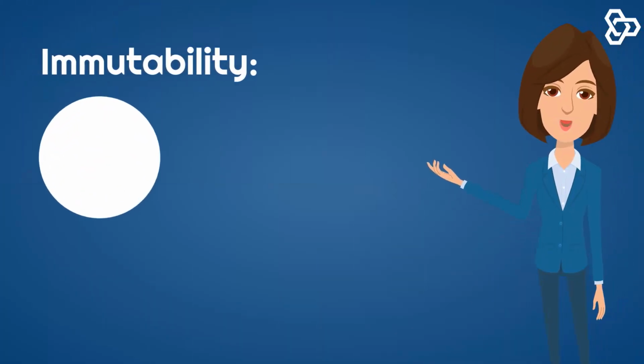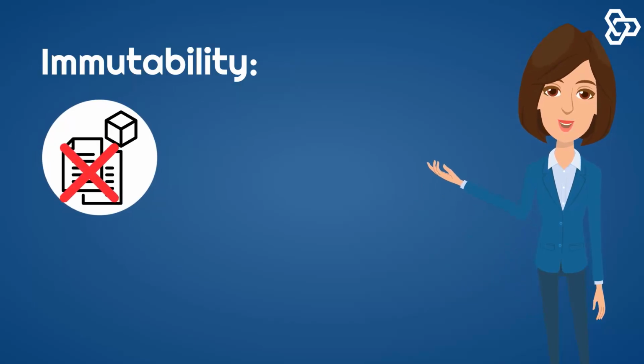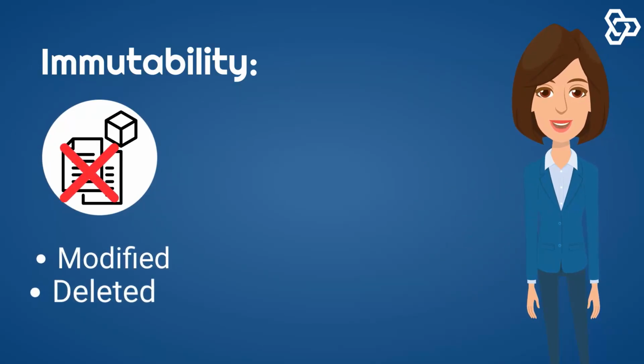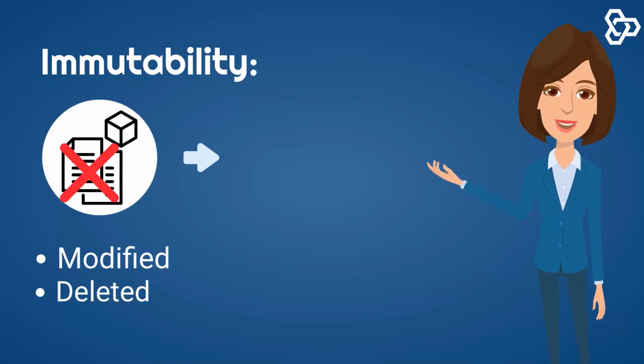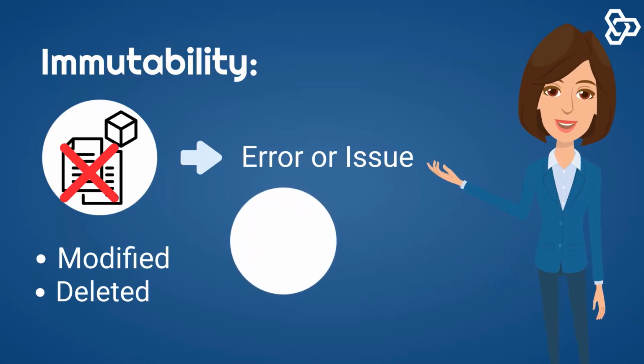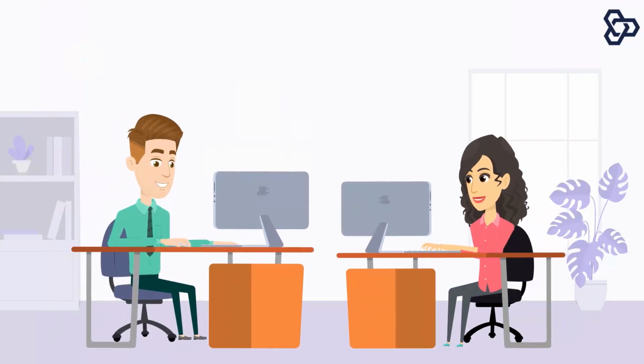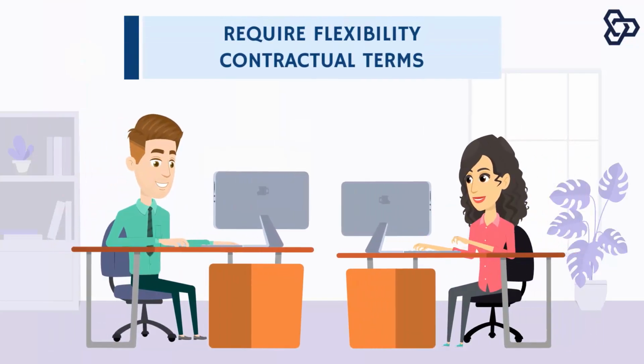Immutability. Once a smart contract is deployed on the blockchain, it is immutable, meaning that it cannot be modified or deleted. If there is an error or issue with a smart contract, it may be difficult or impossible to fix without creating a new one.